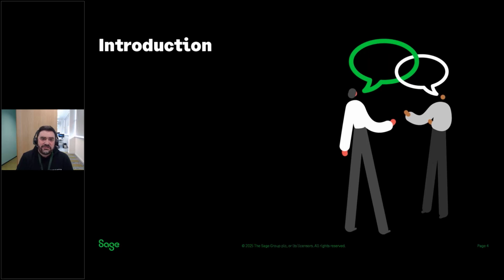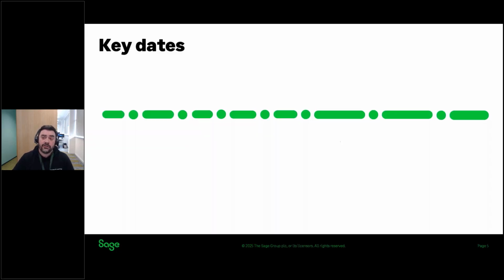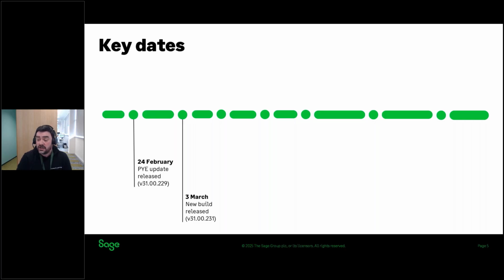So I'm going to introduce the session today by running through some of your payroll year-end key dates and deadlines. So I've got these laid out across a timeline for you, and we are going to start with the 24th of February, which was the release date for our payroll year-end update. So the version number at the time was version 31.00.229. But we have released a further update on the 3rd of March, which was a new build fixing a couple of issues that were affecting a small number of our customers.